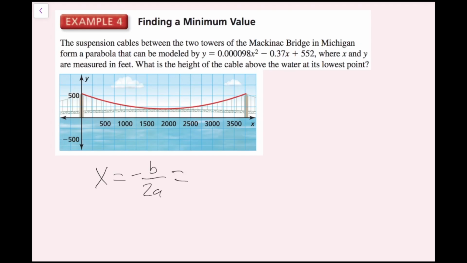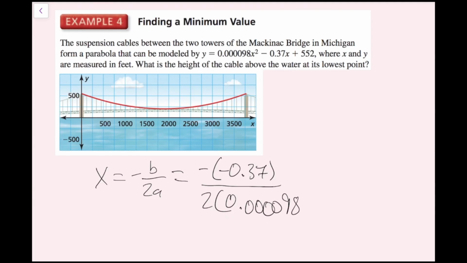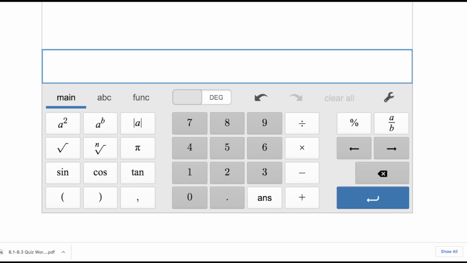Anyway, I know the x value of my vertex is x equals -b over 2a, and then when I plug my values in, I'm going to get negative parentheses, -0.37 over 2 times 0.000098. Okay, now you could do this out if you wanted to, but I'm just going to use a calculator to make my life easier.